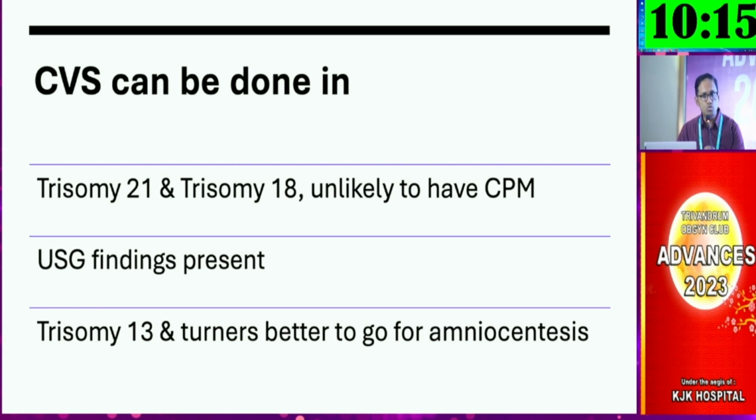You can also do a CVS if you have a scan finding that tells you that this baby looks like trisomy 13. It makes no sense to wait for amniocentesis. But if you have an NIPT result that tells you that there is a possibility of trisomy 13, do not go and do a CVS, because in a normal looking baby, it's highly possible that you're looking at false positivity. Wait and do an amniocentesis later on and be sure whether your result is normal or not.